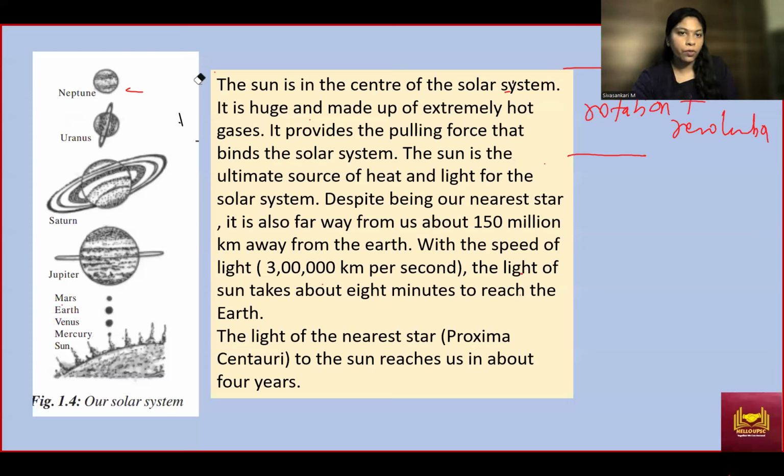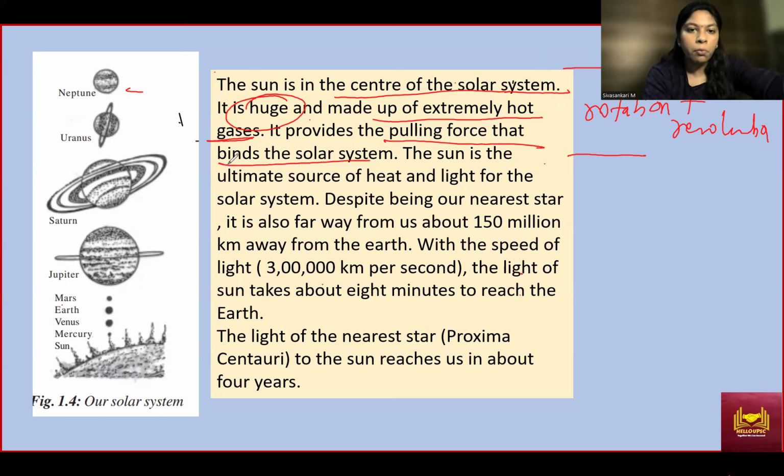See this diagram? This diagram also can be used for your friends. It's also one such government book we have taken. See this. So the sun is our star. Okay, so we'll see more about the sun. The sun is the center of our solar system. It is huge and made of extremely hot gases. It provides the pulling force that binds the solar system.